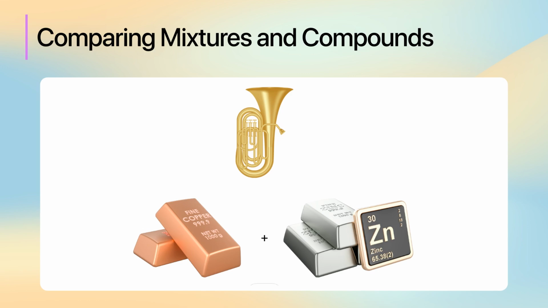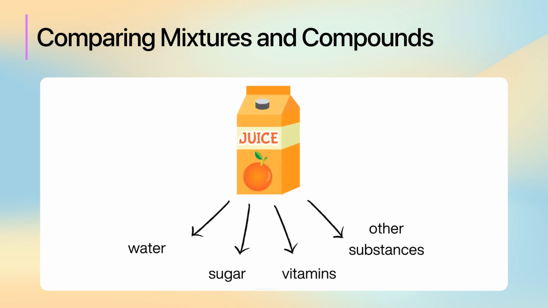Alloys, such as brass, a mixture of copper and zinc, are another great example. Each metal in the alloy maintains its properties, contributing to the overall characteristics of the alloy without forming a new compound. Similarly, when you drink fruit juice, the mixture of water, sugars, vitamins, and other substances, each retains its own properties.